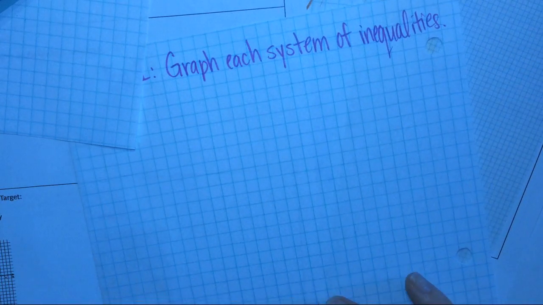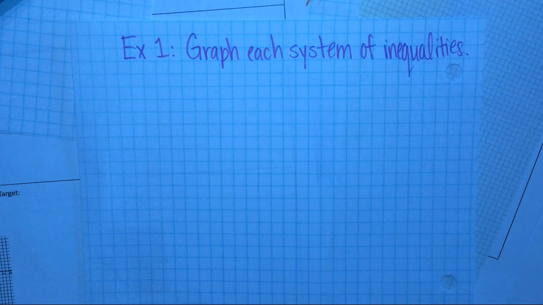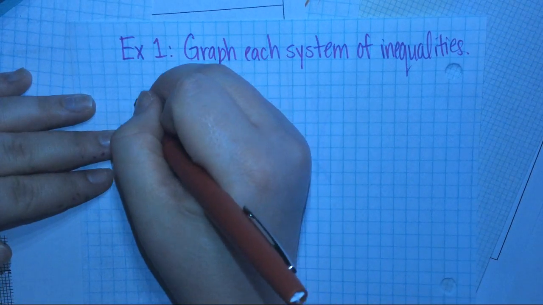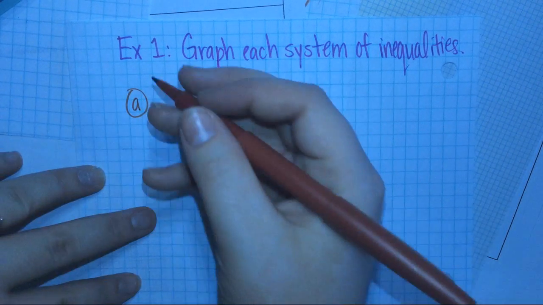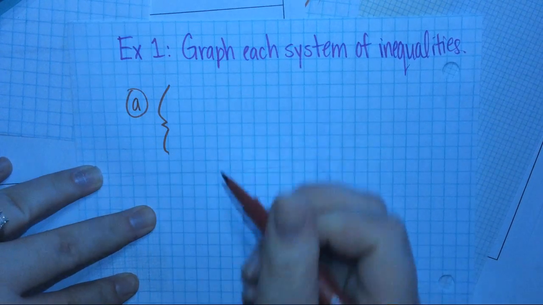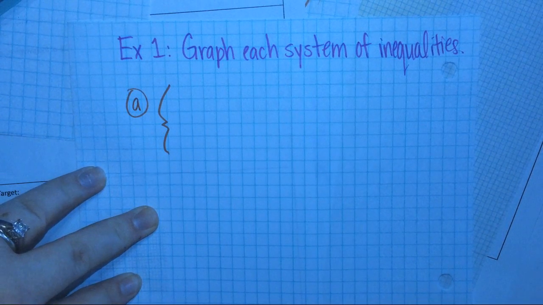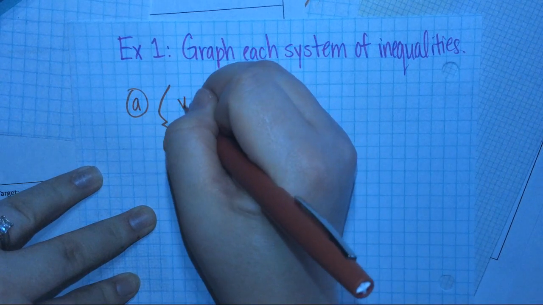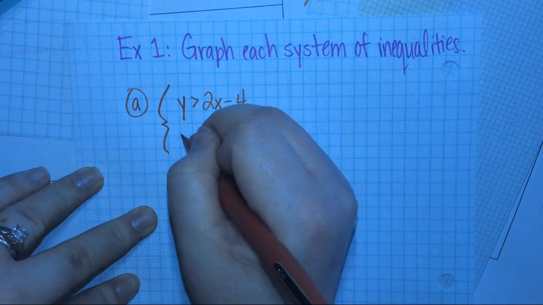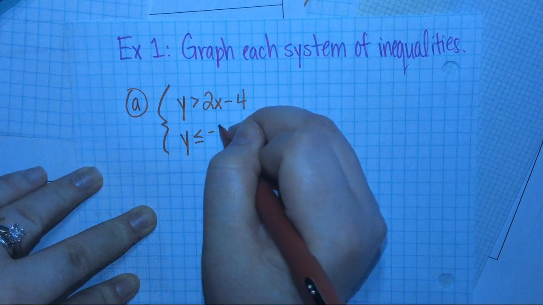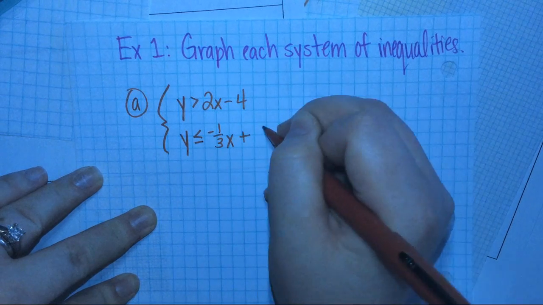And it says graph each system of inequalities. So what does that mean about what I'm about to write? How many equations am I going to need? I'm going to need 2. And what's nice about the 2 that I'm going to use is that they're already set up in the perfect form for graphing. So I'm going to do y greater than 2x minus 4 and y less than or equal to negative 1/3 x plus 5.